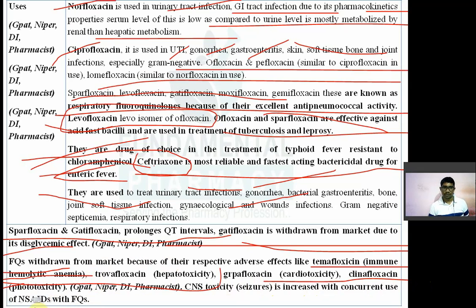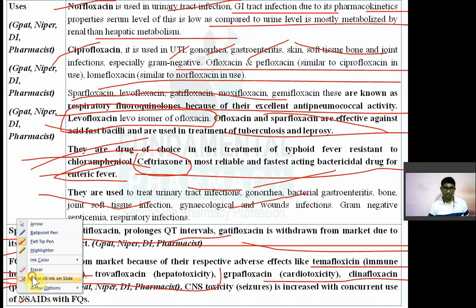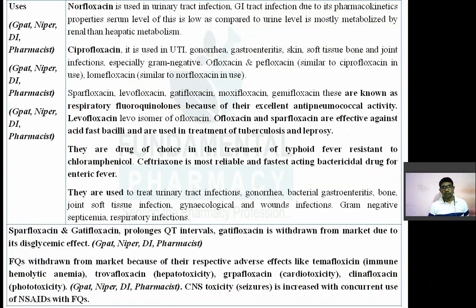And most of the fluoroquinolones, particularly those which will affect your cardiovascular system, they have been banned. Sparfloxacin, gatifloxacin. So gatifloxacin is withdrawn from US market due to this glycemic effect. बाद में temafloxacin will cause autoimmune hemolytic anemia. Then trovafloxacin will cause hepatotoxicity. Then grepafloxacin will cause cardiotoxicity. Fluoroquinolone phototoxicity. You have to remember.